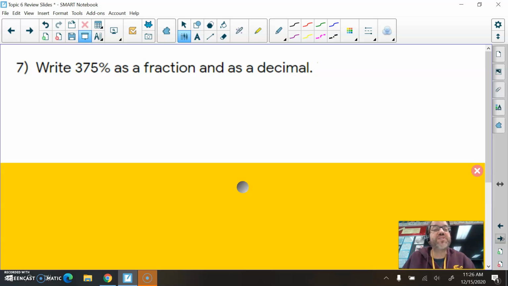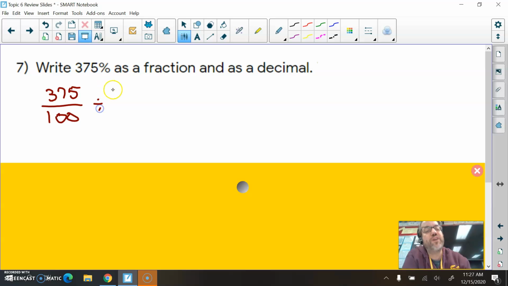Number 7, write 375% as a fraction and as a decimal. Percent means per 100, so if you want this as a fraction, just put 375 over 100 and you have your fraction. Of course, that's not in simplest terms. We're going to want to simplify this. And you know what goes into both these numbers is 25. We can divide them both by 25. And we get 15 over 4. Okay, so there it is as a fraction.